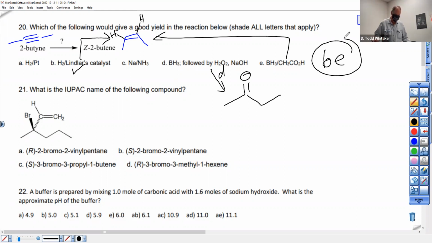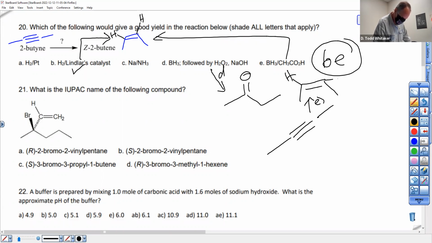Hydroboration/protonolysis goes like this in E. Just a quick summary. E: syn addition of B and H. And then protonolysis. Protonolysis gives the final result. Okay? And that's what happens. Okay?